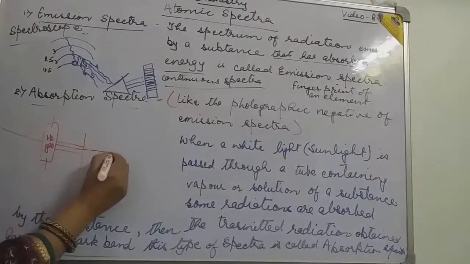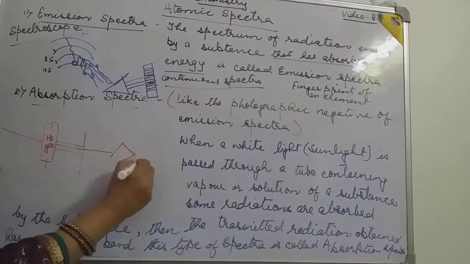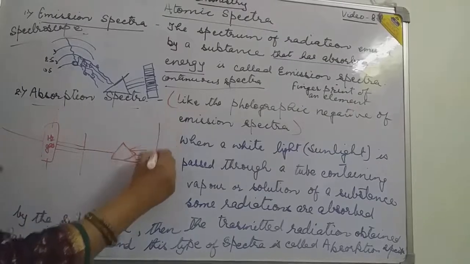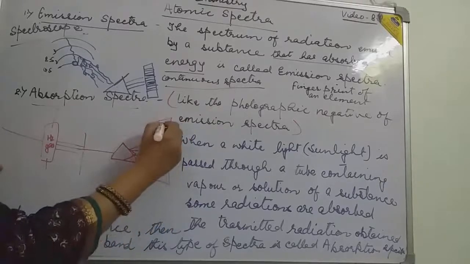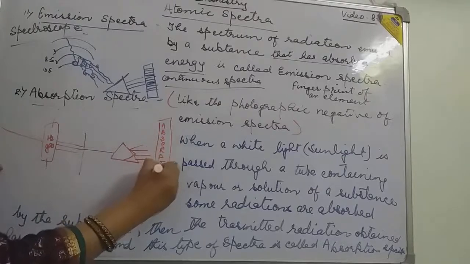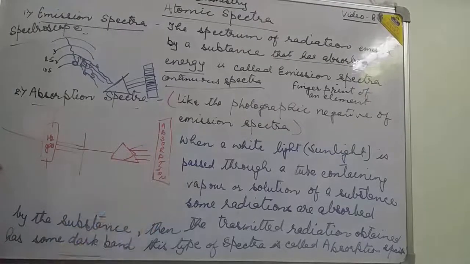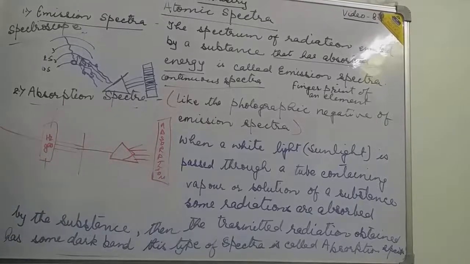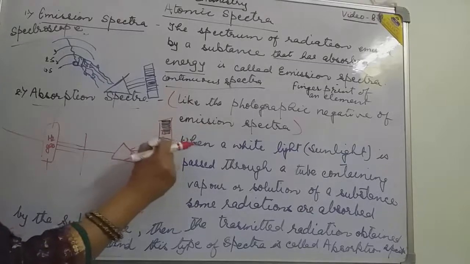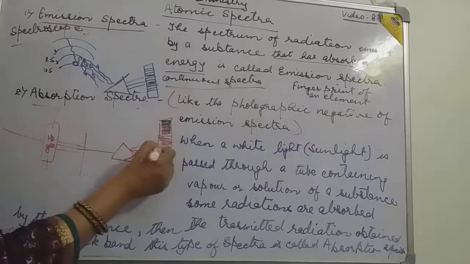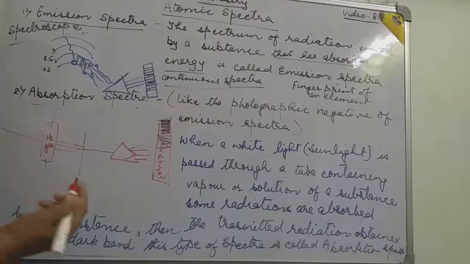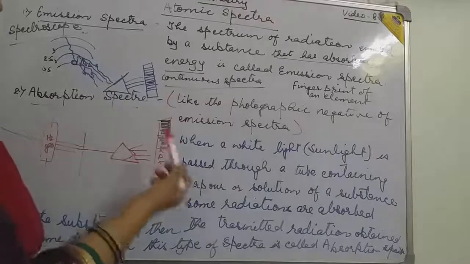Some radiation is passed through the slit, and in the spectroscope there are prisms. By the dispersion of these lights we get the absorption spectra, in which there are broad black lines with some bright colored lines. So what is absorption spectra?